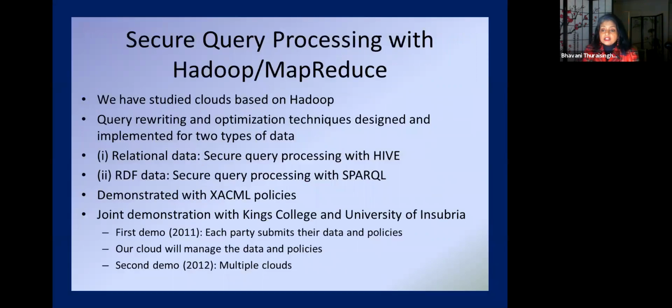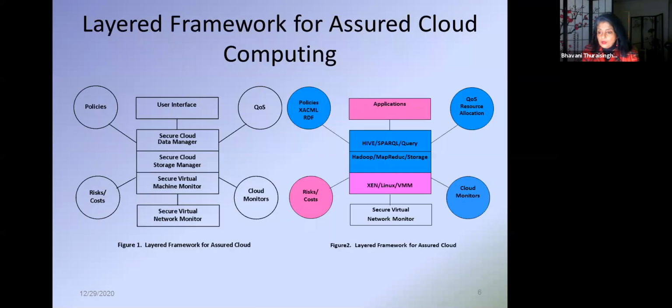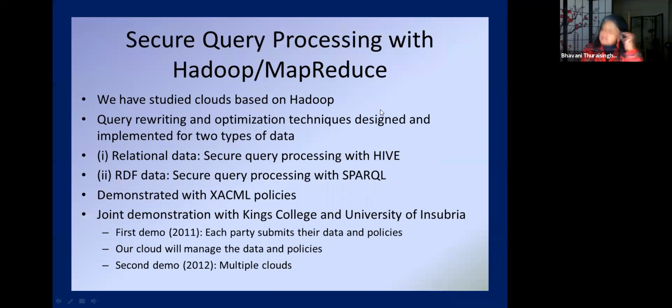Now, secure query processing. I just want to make sure I've got the policies. Yes. So before I go into the policies, I want to talk about our query processing. Later, I'll talk very briefly about what we did for the other layers. So I'm going to talk about a Hive prototype: secure query processing with Hadoop MapReduce.